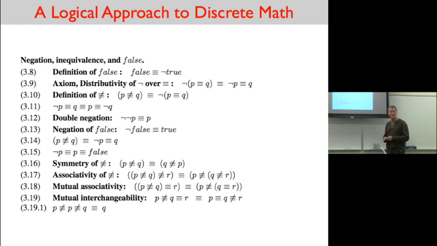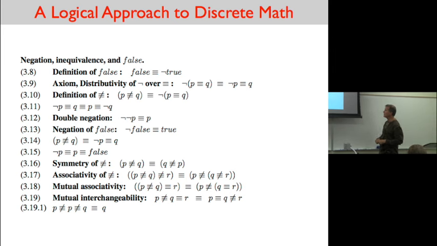I have a question. Sure. How could they prove earlier that false equals not true, and then prove a whole bunch of other stuff, and then prove that not false equals true? Well, using all of these rules. Which one are you having trouble with? You're having trouble with 3.8? No, I'm just asking, how 3.8 and 3.13.